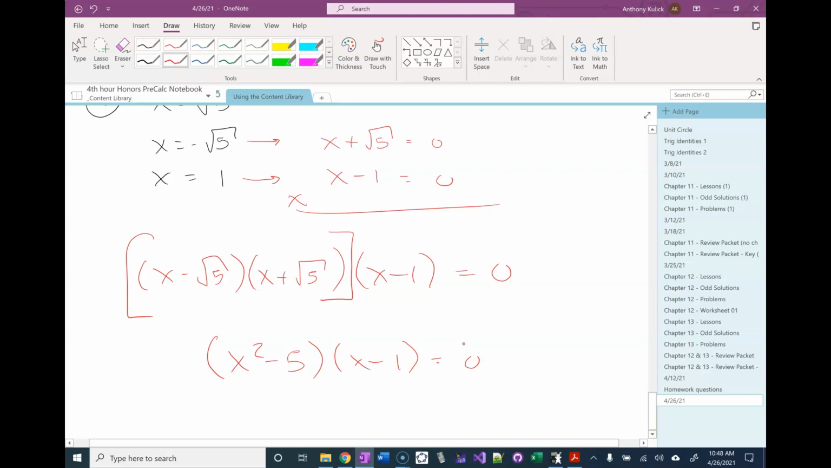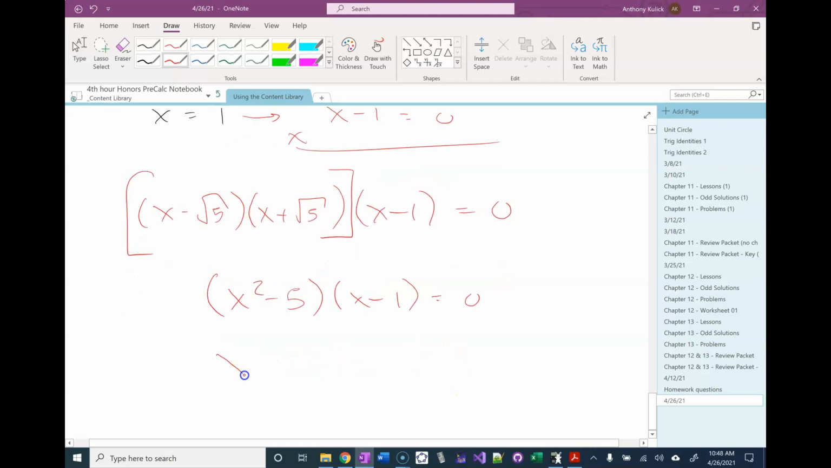Is that okay? Yeah. And then I'll FOIL out this stuff. So that's going to give me x cubed minus x squared minus 5x plus 5 equals 0. But I guess I don't need the equal 0 anymore because that's my cubic.